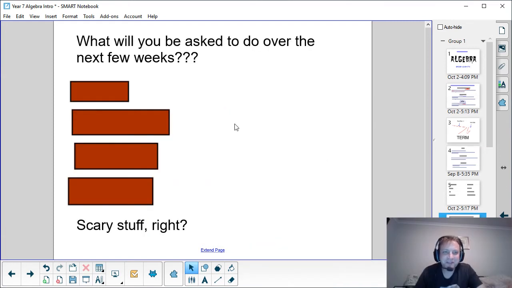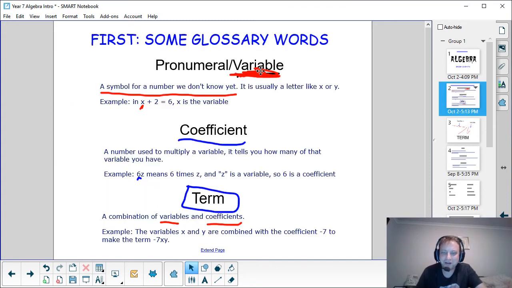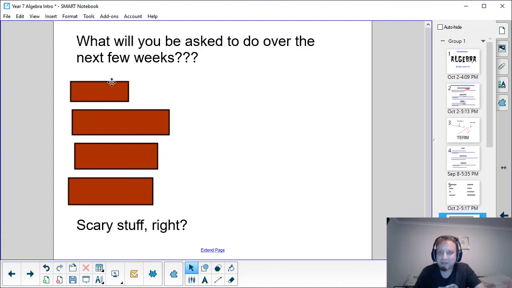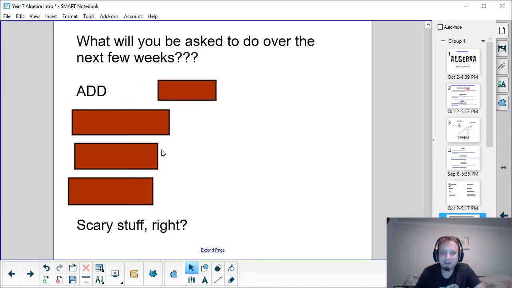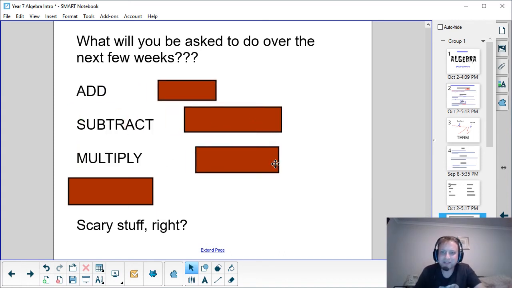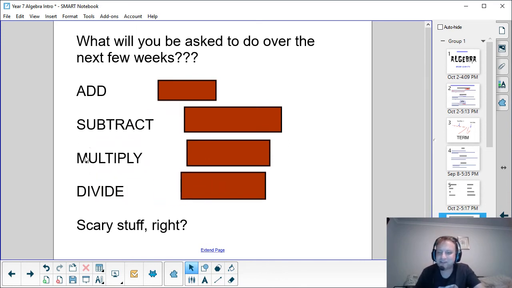So some of you might be feeling a bit under the cosh already, right? Because we've given you 3 new words to know. 3 whole words: a variable, a coefficient, a term. That's a lot of work already, but don't feel too bad. Over the next few weeks, mainly all we're going to ask you to do with this algebra unit is adding, and you know how to add, subtracting, and sometimes multiplying. As long as you know your times tables, you'll be right. And if you know them backwards, you can divide as well, right? We're not throwing anything too new at you.